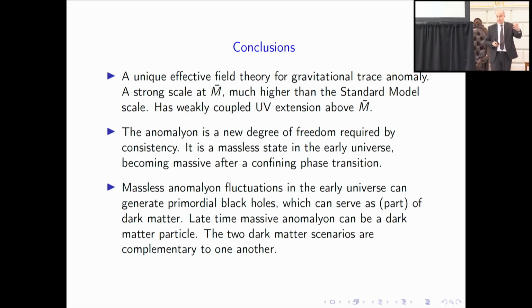As a result, there is an extension above m bar if you care about that. But for practical applications, let's say in cosmology and astrophysics, you just have this new degree of freedom, which is massless in the early universe. It generates additional fluctuations. Those fluctuations can be strong in the early phase. During radiation domination, they can collapse into black holes. If it stops fluctuating and gets mass at a high energy scale, that's a very viable scenario. You can have those primordial black holes.